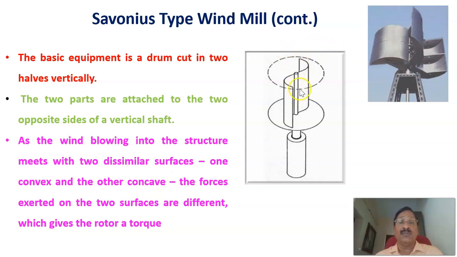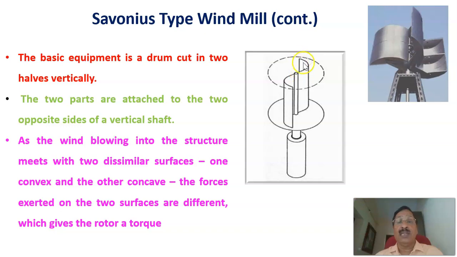Convex and concave surfaces: the wind is falling on this one, and the forces exerted on these two surfaces are different, which gives the torque on the rotor. That is, the forces are different on the concave as well as the convex surfaces. Because of the difference in forces, that produces a torque, a rotational force, that makes the blades rotate with respect to the vertical shaft.